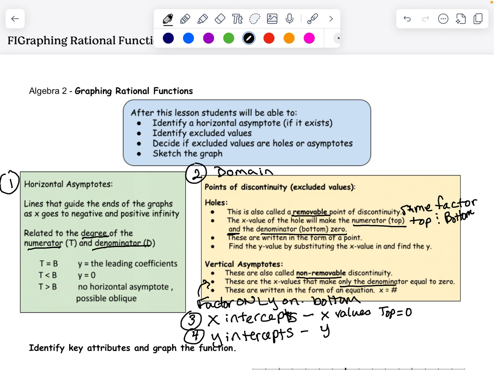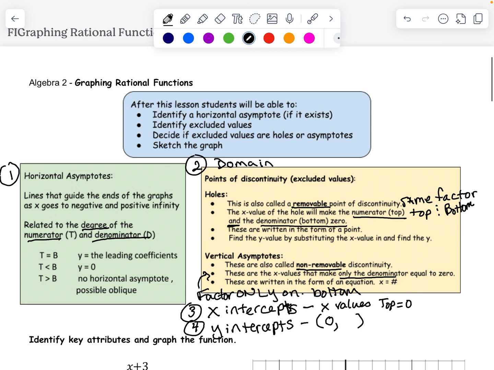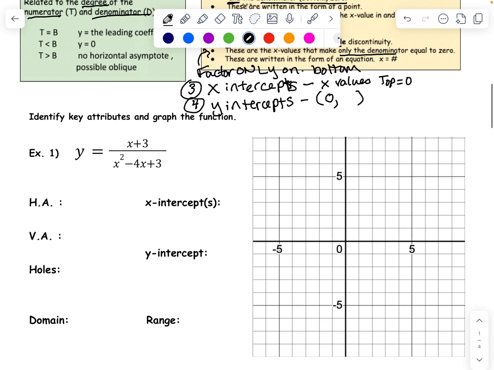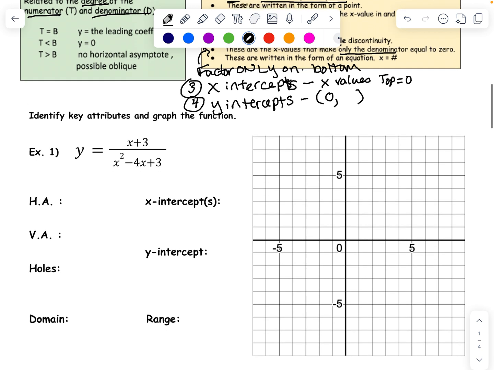But this is going to be the y. Well, let's just put it a little bit different way. This is when we substitute 0 in for x and we find the y. So this is the y-intercept, okay? And then we'll just kind of sketch the graph. Some of you can use tables. So let's start with this guy.